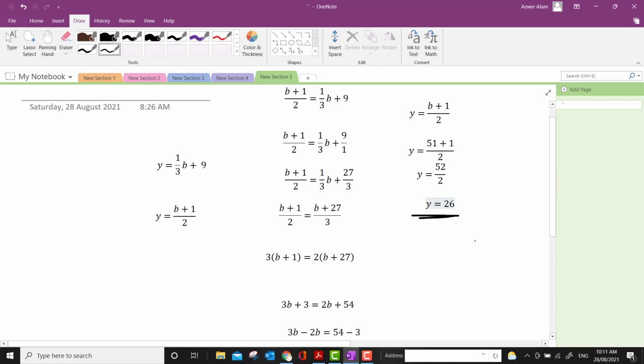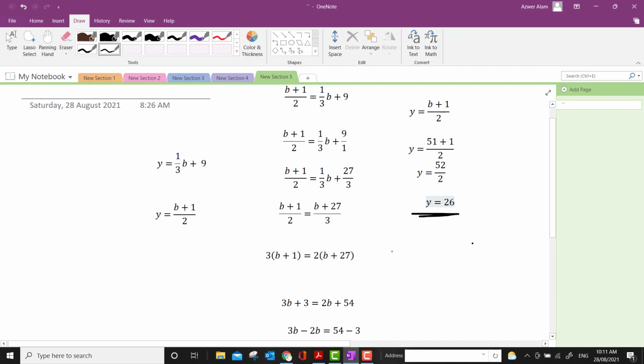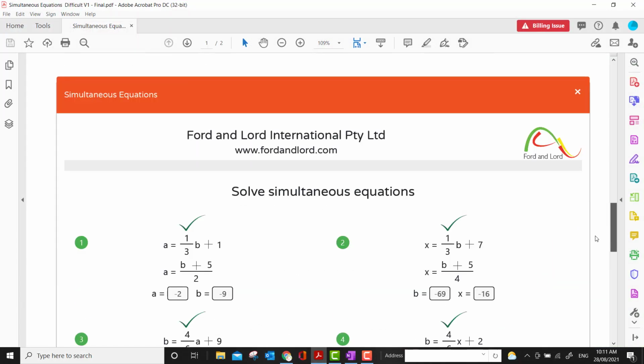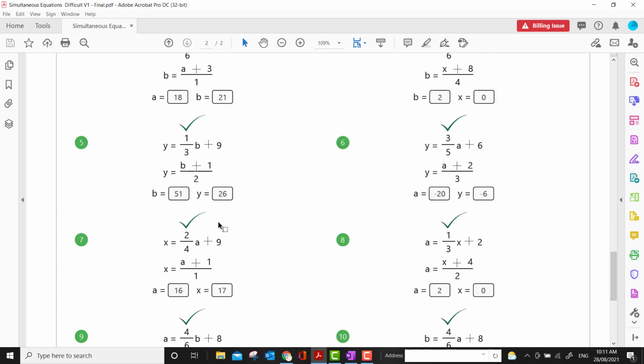So that is our answer. So the value of b is 51 and the value of y is 26. And we can check our answer one more time. Question number 5, the value of b is 51 and the value of y is 26.